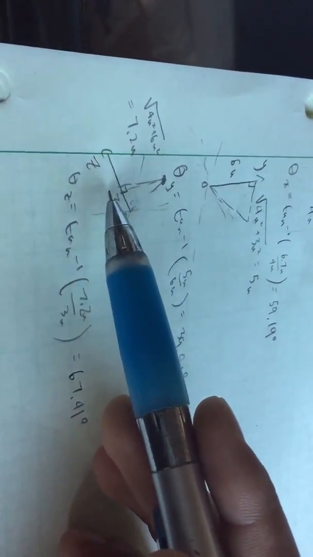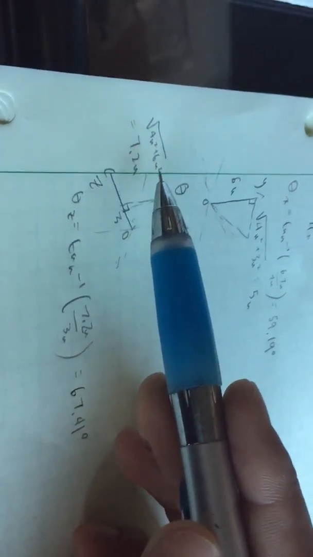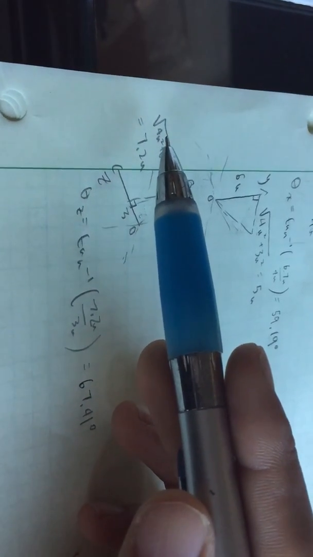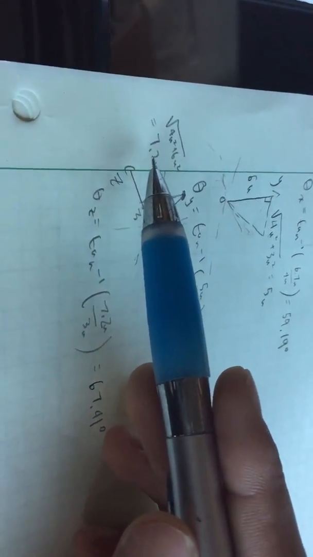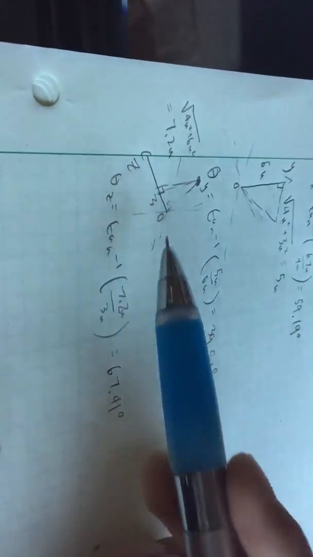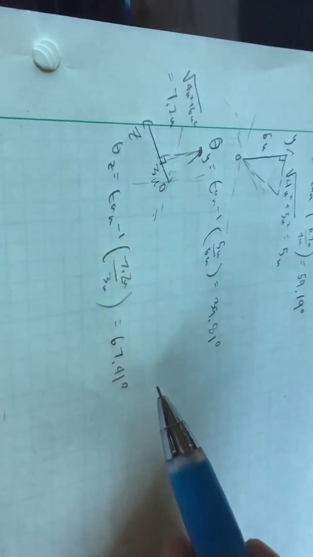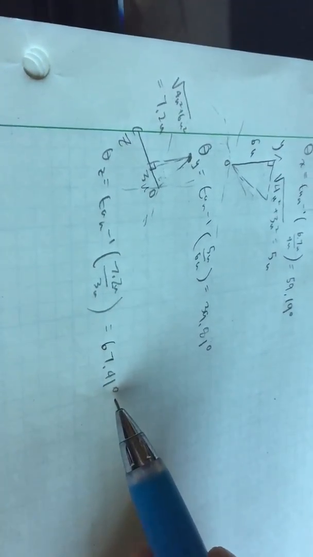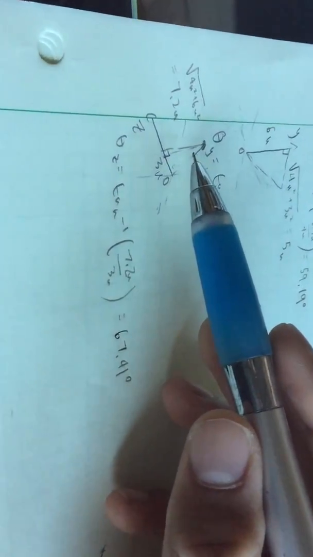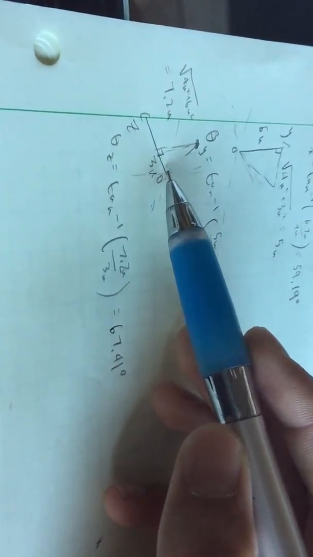Finally, we do the same thing with the z-axis, and we take the square root of 4 squared plus 6 squared. So those are the x and the y components, and then we use 3 units here. And the inverse tangent of that gives us 67.41 degrees as the angle that the vector makes with the z-axis.